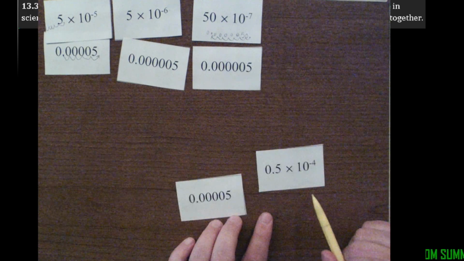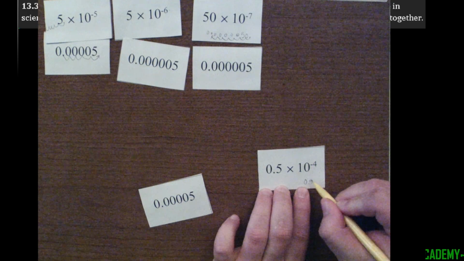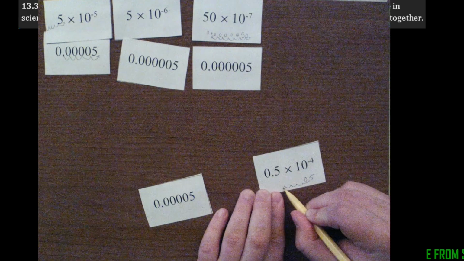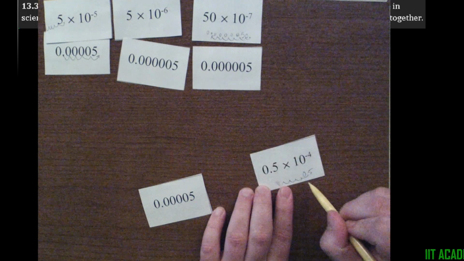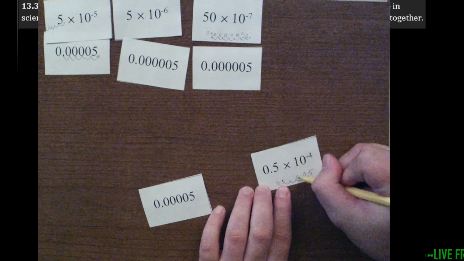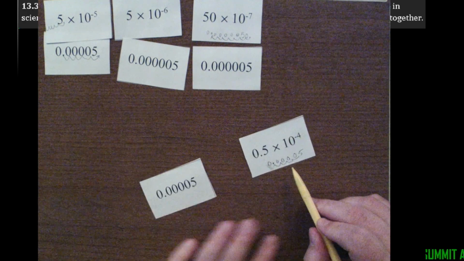And I have, this is going to be 4 zeros to the left. So I say 0.5. I count 1, 2, 3, 4. That's it. So let me try that again. I count 1, 2, 3, 4, place my decimal place. I have 1, 2, 3, 4. So in total, though, I'm going to have 5 after I change it.